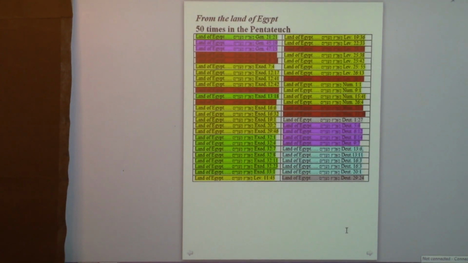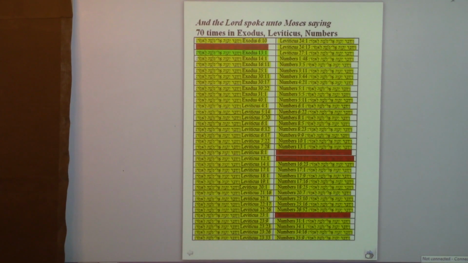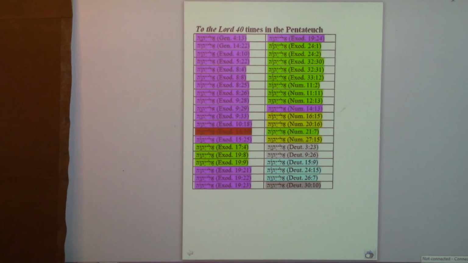From the land of Egypt, that phrase appears in the Pentateuch exactly 50 times. And the Lord spoke unto Moses, saying, that whole phrase, just as it's written, sometimes a whole verse by itself, appears exactly 70 times in the Pentateuch. Look at the supposed contributions that are added to that in the supposed priestly code. This is a phenomenal array of repetition and perfection. It's all there. All 70 repetitions scattered throughout the Pentateuch. Every one of them is present after 3,500 years.